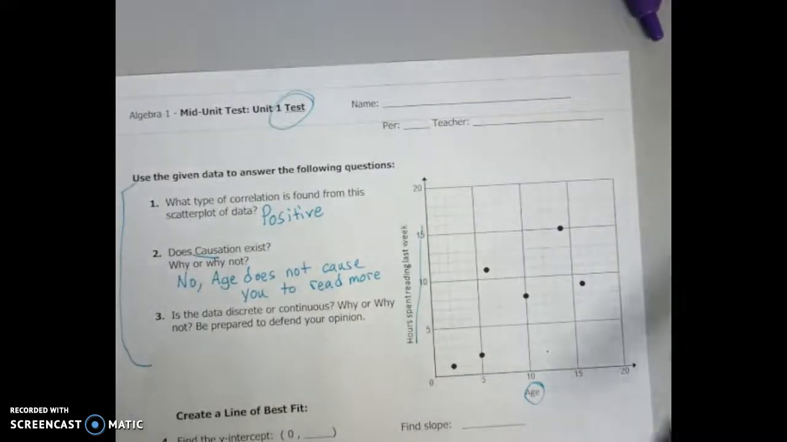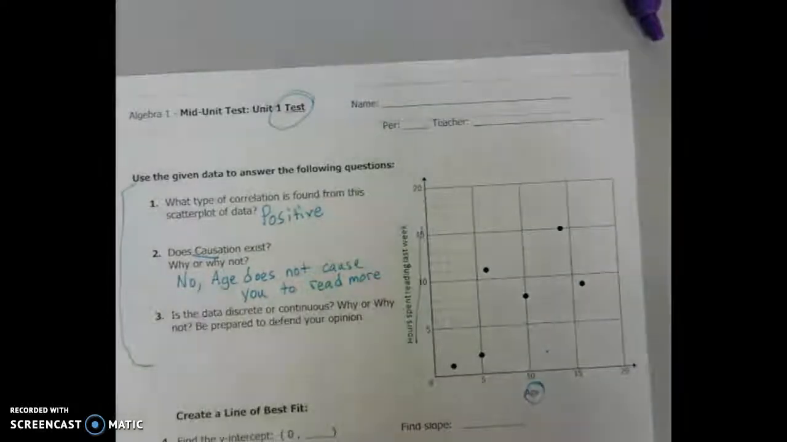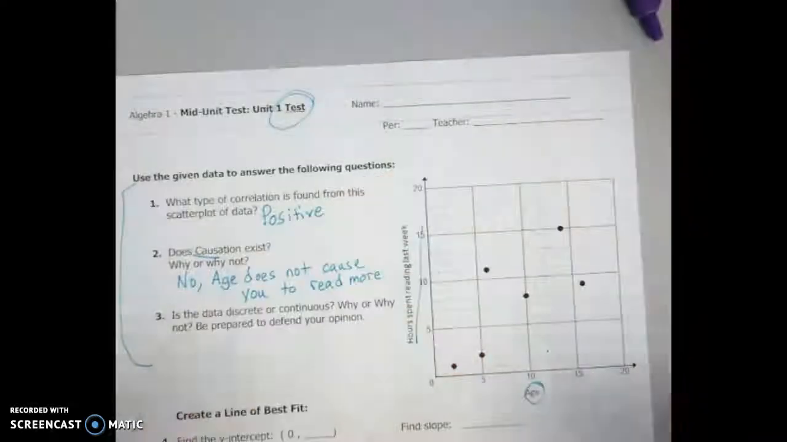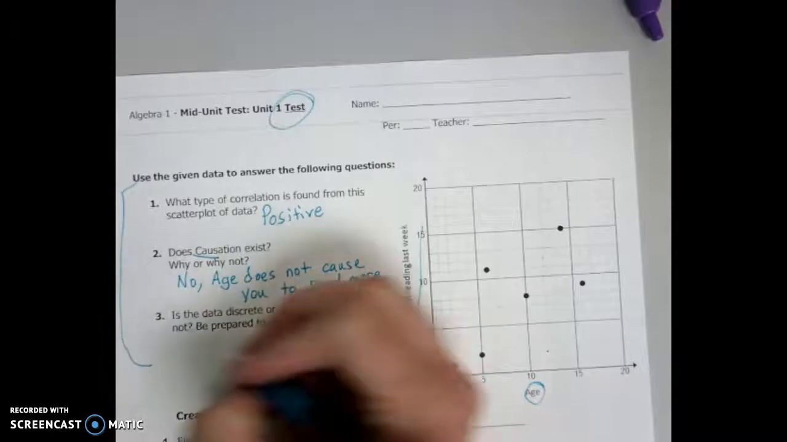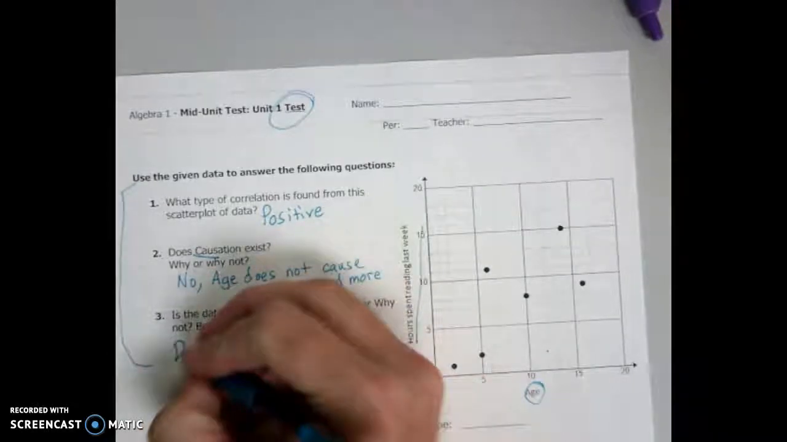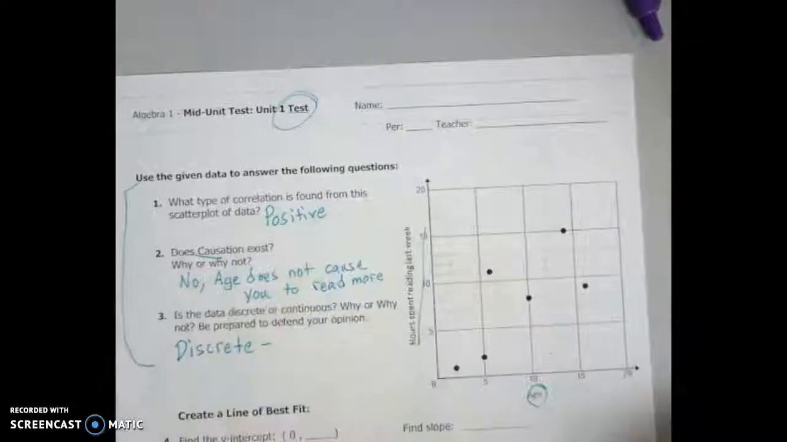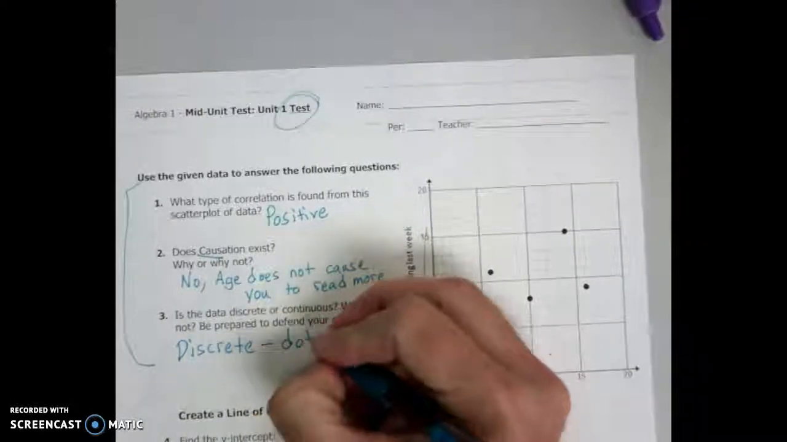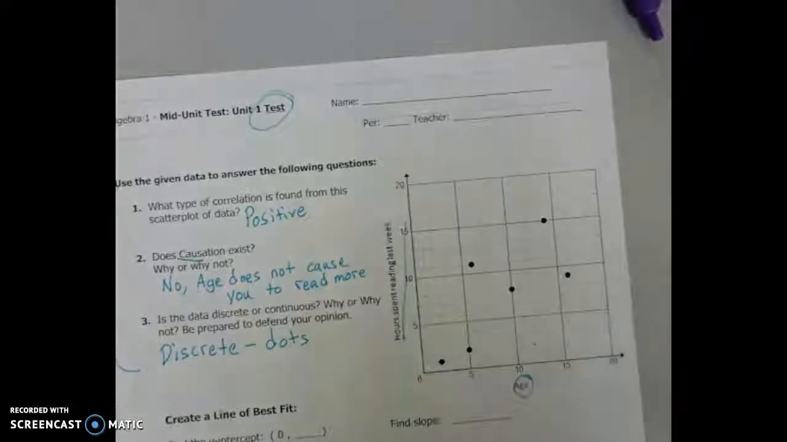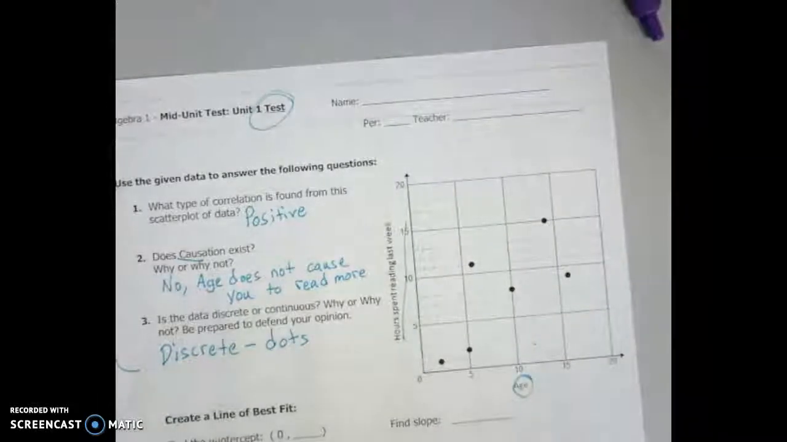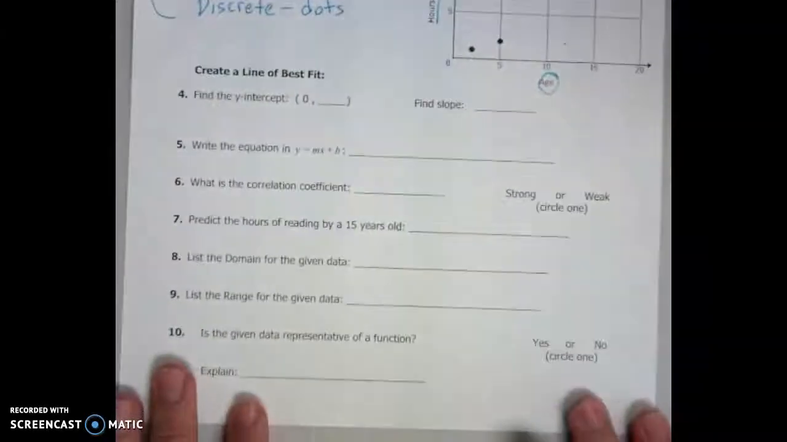So, next, number 3. Is the data discrete or continuous? We have dots. The answer to number 3 is always discrete if you have dots. So you'll write discrete, and your explanation is simply dots. You can also say gaps in information, missing information, stuff like that. Next, we're going to go down and do the bottom half.